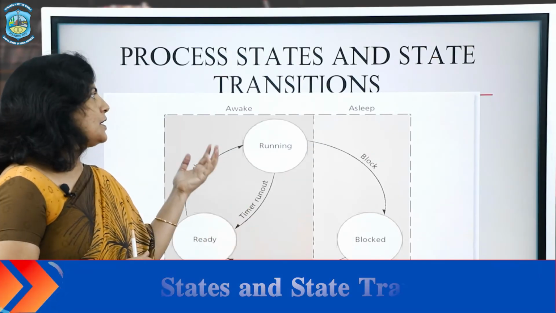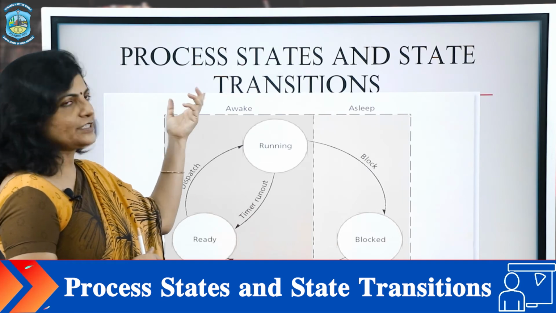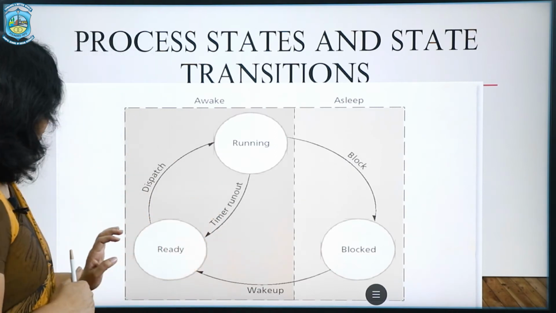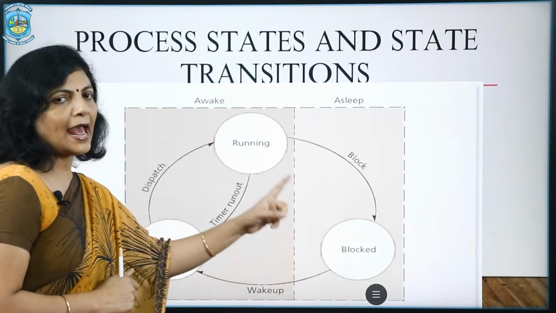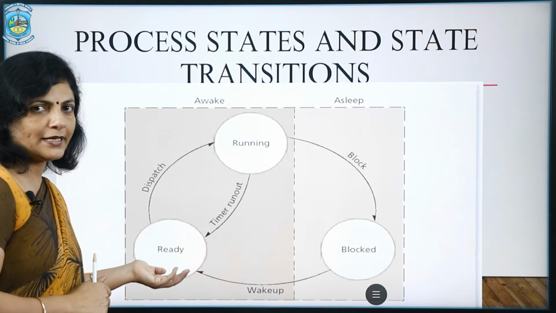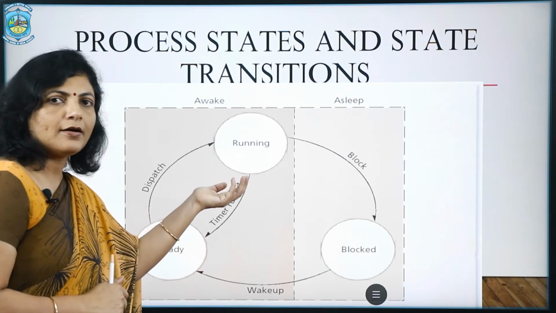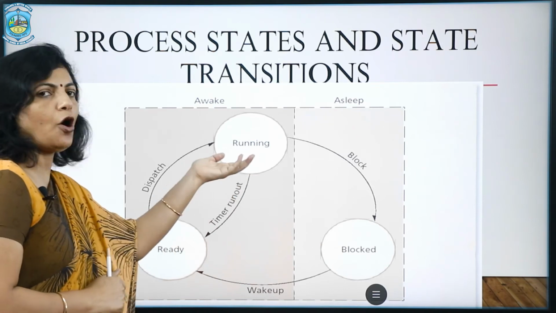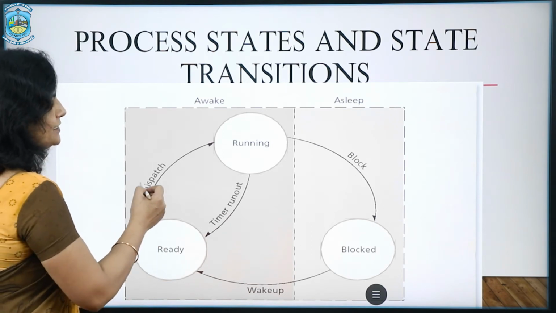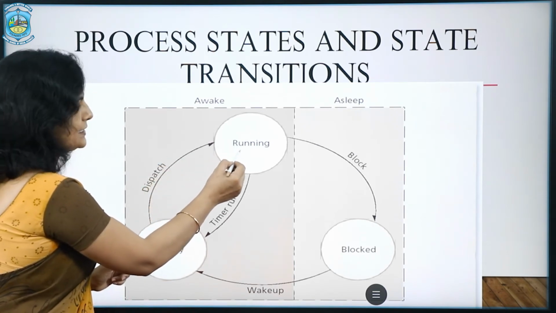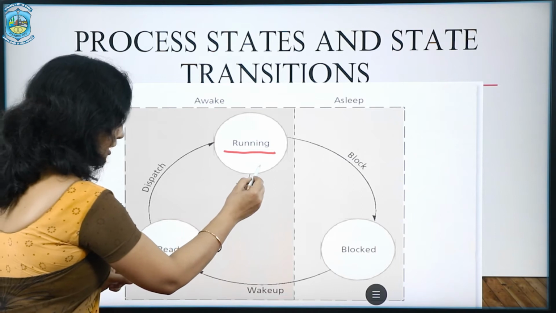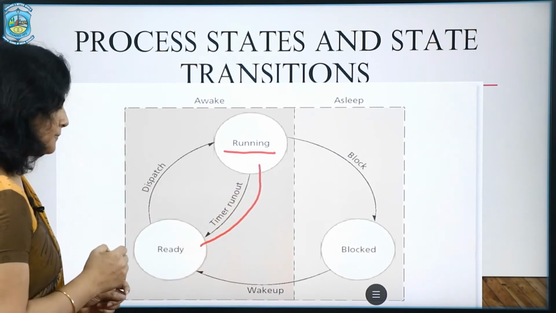Now, let us understand with the help of this diagram process state and state transition. You see here 3 states. First state is ready, running and blocked. Ready state is the state where all the processes are waiting for CPU for the execution or running. So, CPU or dispatcher dispatches the process to the CPU that is in the running state. And when the time is out, it is back from the running state to the ready state.